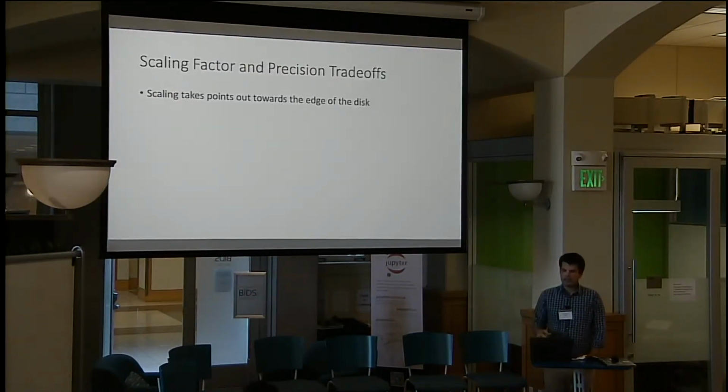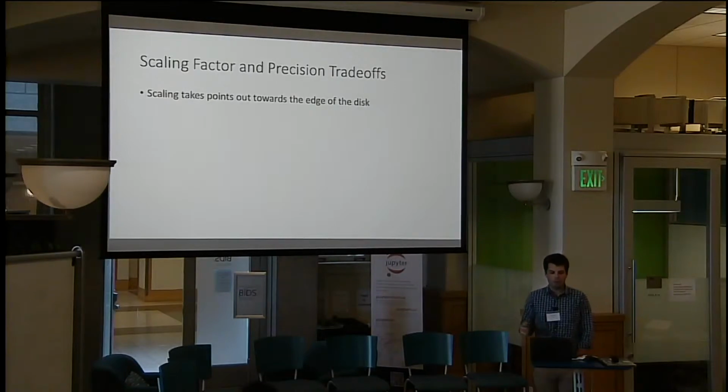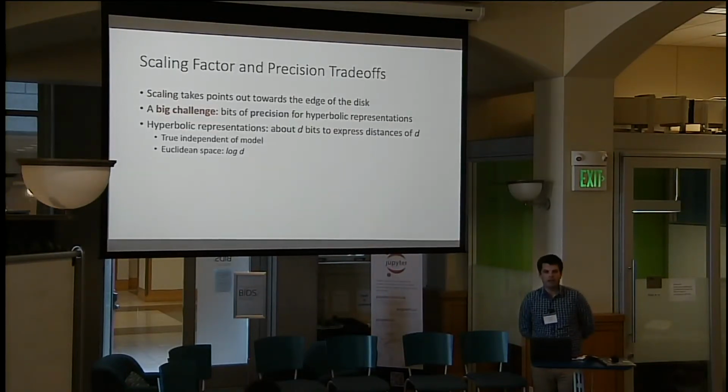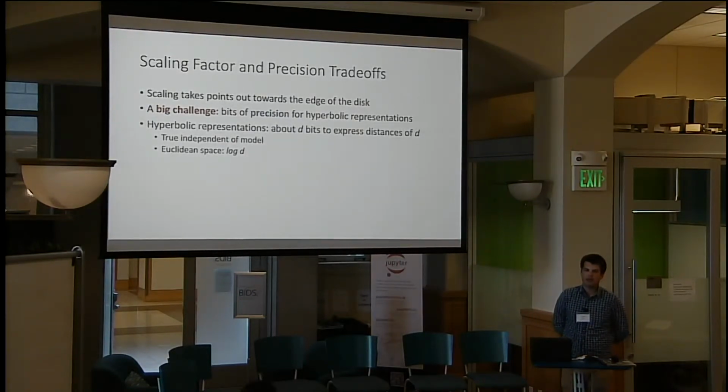There's a nice conflict here, though, because if you scale things out, then you're putting things really, really close to the edge of this disk, which means you need more and more bits to actually write it down. And this is a big issue for hyperbolic space. If you think of the way you write down points in Euclidean space, for a magnitude of d, you need something like log d bits. But in hyperbolic space, it's actually d bits, so it's exponentially worse.